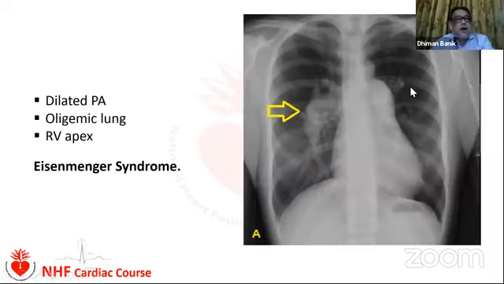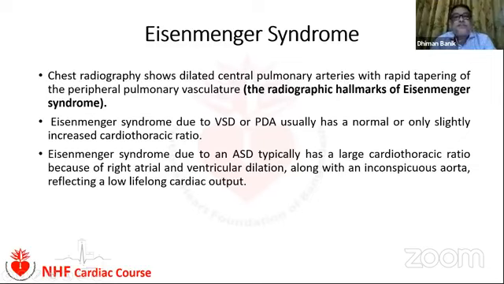This is a chest radiograph which shows dilated aortic vessels, an inconspicuous left atrium, and an RV apex. The pulmonary vessels are dilated, and there is pruning of the vessels. This is Eisenmenger syndrome, probably with an ASD. In Eisenmenger syndrome, chest radiography shows dilated central pulmonary arteries with rapid tapering of the peripheral vasculature. These are the important radiographic hallmarks of Eisenmenger syndrome.